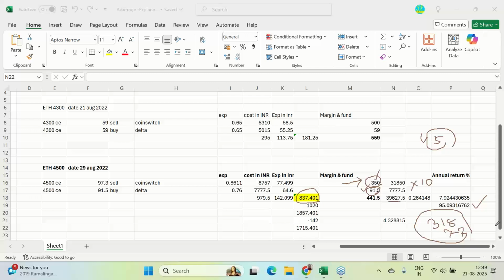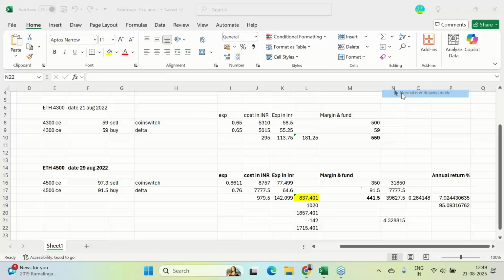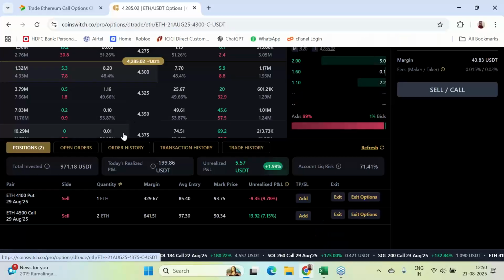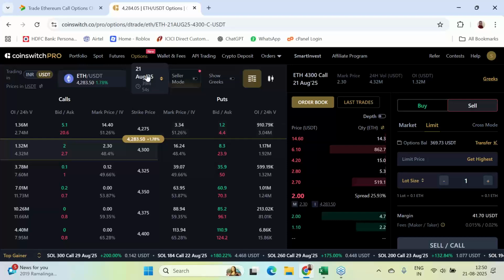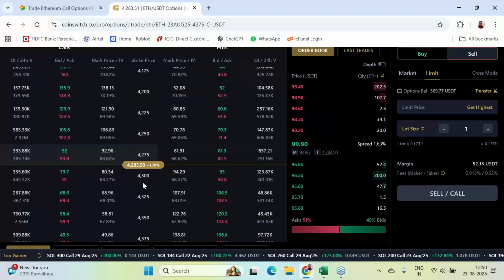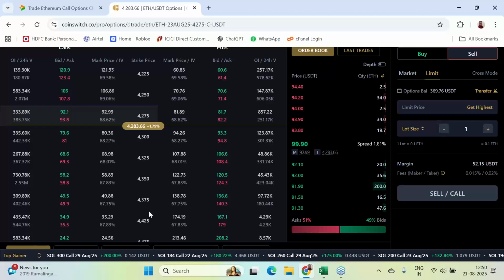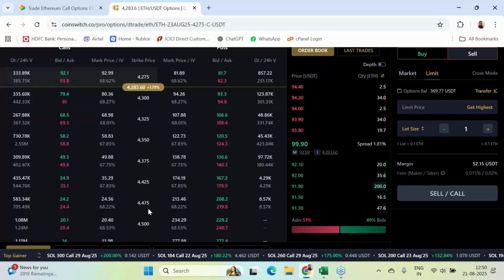No need to go for any risky things, but we can tweak it and make it slightly better also. How? It is out of the money, but one problem we are facing here. Suppose you say 23rd, I'm going for 23rd. So on the 23rd, you are getting strikes like 325, 350, 375, 400, 425. This kind of strikes you are getting.